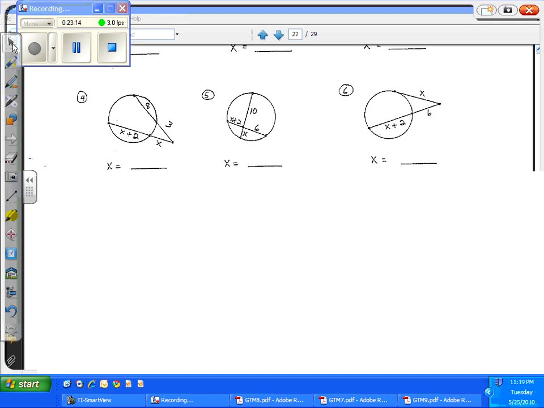What we have is two secants drawn to a circle from a point outside a circle. If two secants are drawn to a circle from a point outside a circle, then one whole secant, x plus x plus 2, which is 2x plus 2, times its outside piece x, is equal to the other whole secant, 8 plus 3, which is 11, times its outside piece 3.